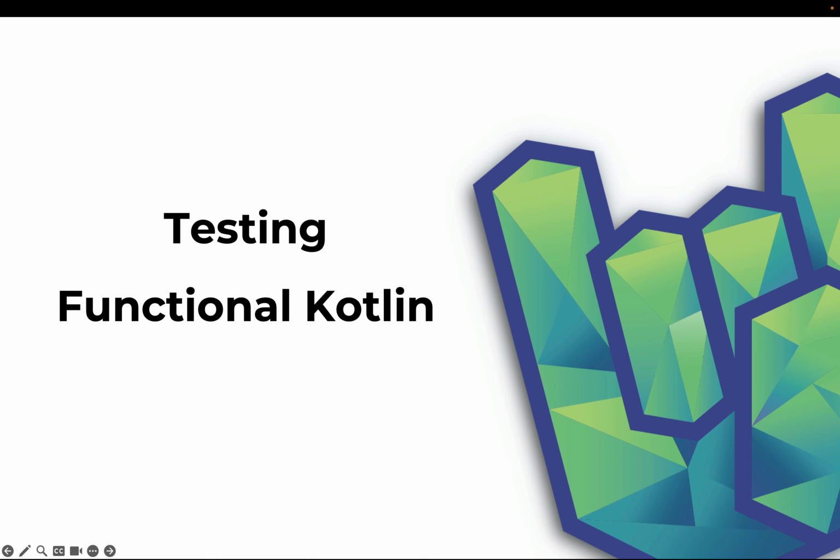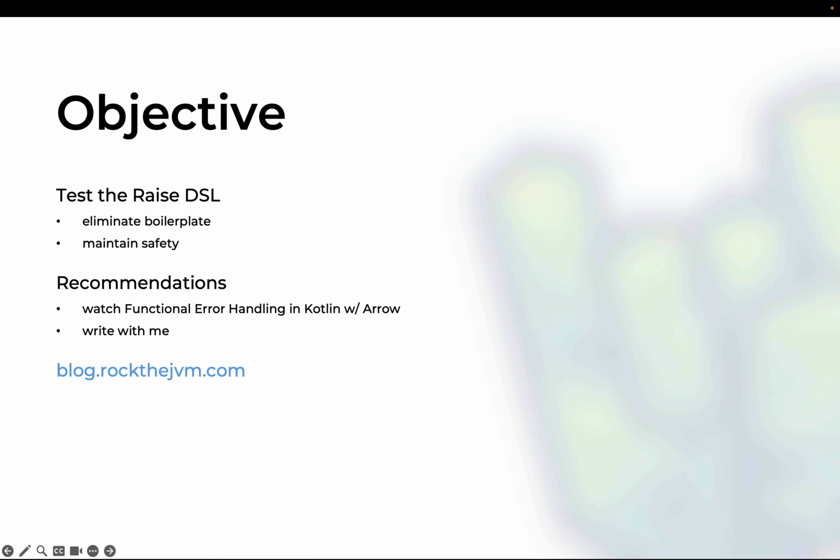Functional Kotlin with the Arrow library. Now, specifically in this video, we're going to focus on the Raise DSL. We have a bunch of videos here on the Rock the JVM channel on how to write functional error handling in Kotlin with the Arrow library, and specifically with the Raise DSL. And so this video is a follow-up to that so that we can maintain the safety enabled by the Raise DSL, and still we can eliminate the boilerplate and keep our tests nice and clean and short.